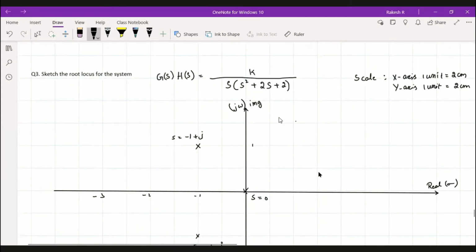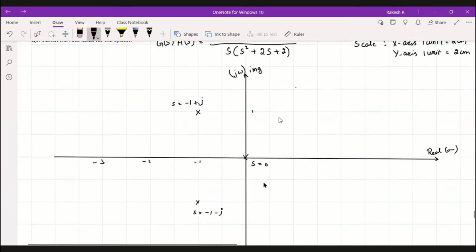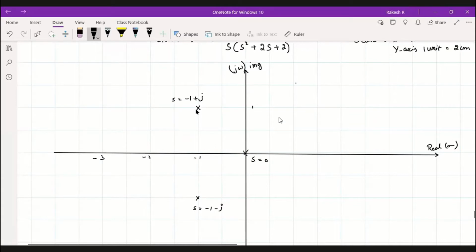What I have taken is 1 unit equal to 2 centimeters. In your graph sheet it will be very small, so you can take 1 unit equal to 3 centimeters. That will be feasible for you to write in the graph. I have just marked the poles here: 0, minus 1 plus j, minus 1 minus j. Right, can I move further? Yes, sir.